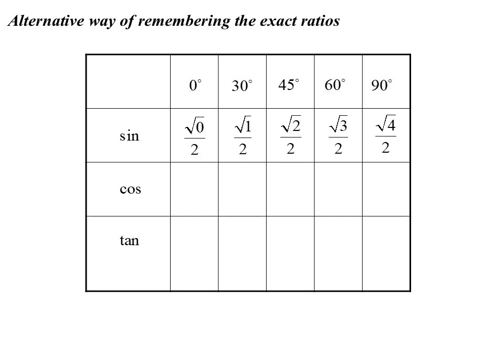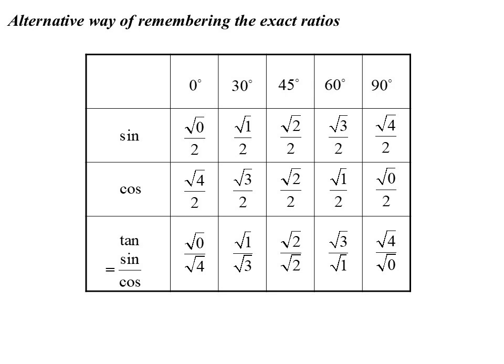Sine has that pattern to it. Root 0 on 2, root 1 on 2, root 2 on 2, root 3 on 2, root 4 on 2, which simplifies down to be the exact ratios. Therefore cosine is the same but in reverse. And then tan, well, we know tan is sine on cos, and I get the tan ones. That's just another way of remembering. It's a nice little pattern as well.